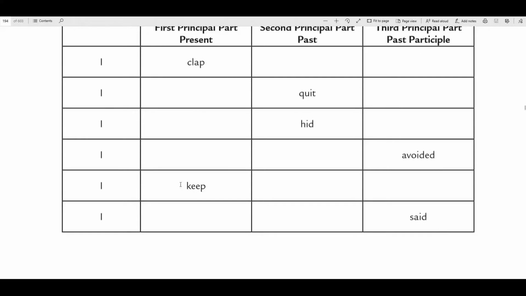Today I keep a journal. Yesterday I kept a journal, K-E-P-T. And then last week I had kept, so it'd be kept also, without the had. Right here we have the word said. In present tense, today I say, yesterday I said, and I had said or have said. So these two would be the same, and this would be say.